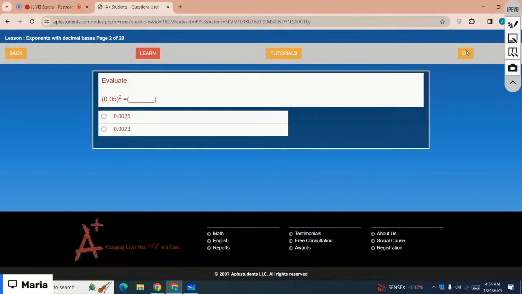That is option number 1, 0.0025, right? Because you have to do 5 times 5 and the number has two decimal places. So their product must have four decimal places. That is option number 1, 0.0025. Option 1 is the correct option.